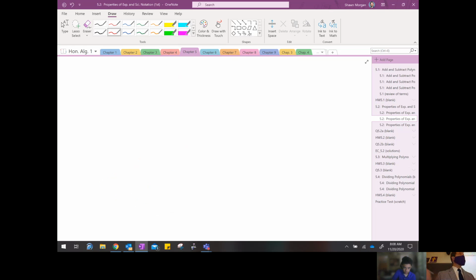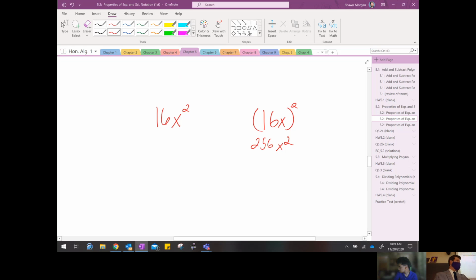Great question. If you didn't hear his question, we'll reiterate. Let's say we had something like 16x squared. What's being squared there, Drake? The x is the only thing being squared there. Now, is that different, class, than 16x squared with the whole thing in parentheses? What's being squared there? The whole shebang, the 16 and the x. So this would be 256x squared, whereas the other one's just 16x squared. William, is that kind of what you were talking about?